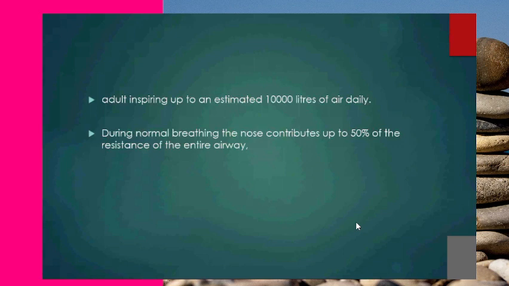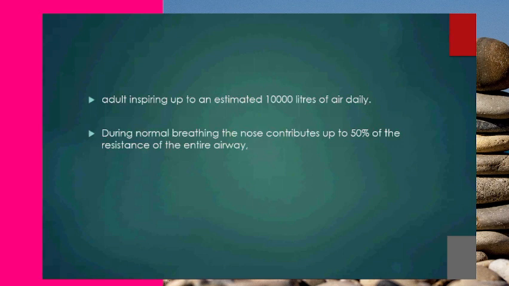So even the glottis can open and close. Okay, but this nasal valve is a fixed point. So because it is the narrowest part, that part of the nose contributes up to 50% of the resistance of the entire airway. So any deviation or any change in the dimension of the internal nasal valve has a great effect on the entire airway.